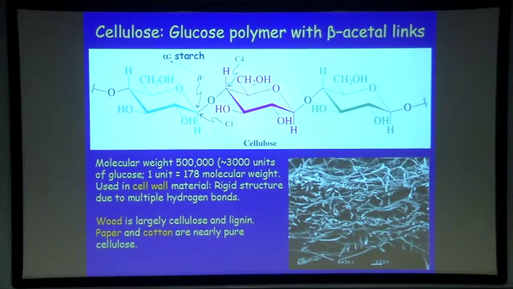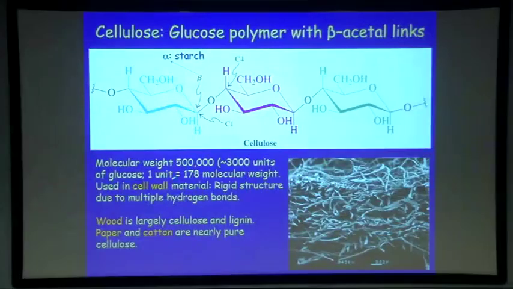So this is now basically dealing with this end of the second glucose molecule as an ordinary alcohol, capping off the hemiacetal carbon of glucose at the other end as an acetal. And then it just repeats itself over here, just keeps on going. So cellulose has a molecular weight of about 500,000, 3,000 units of glucose, and every unit is about 178 molecular weight. And these polymers, because of hydrogen bondings to each other, build up very rigid structures.